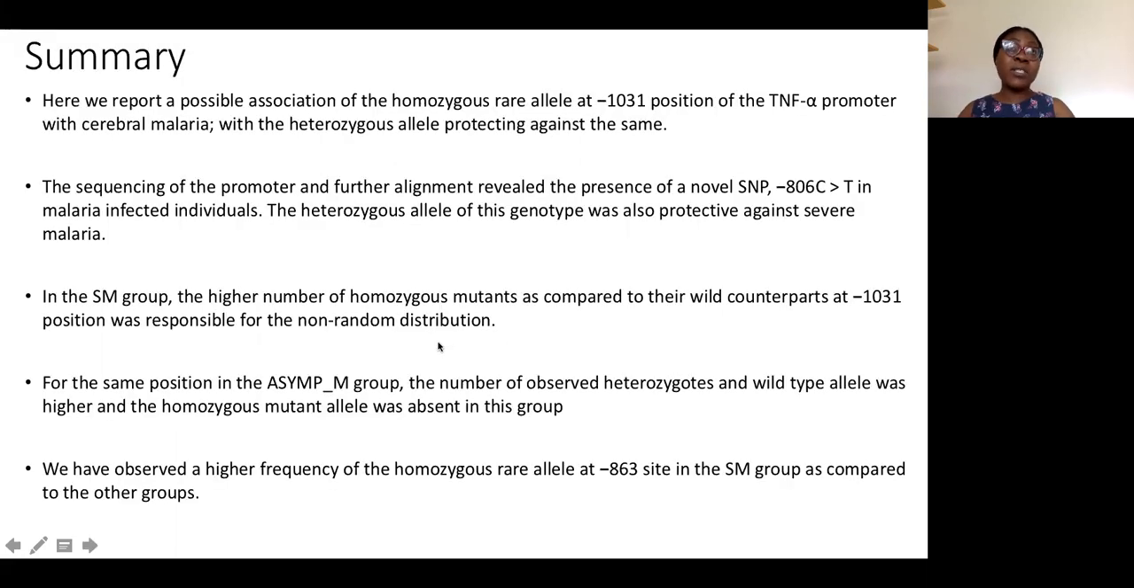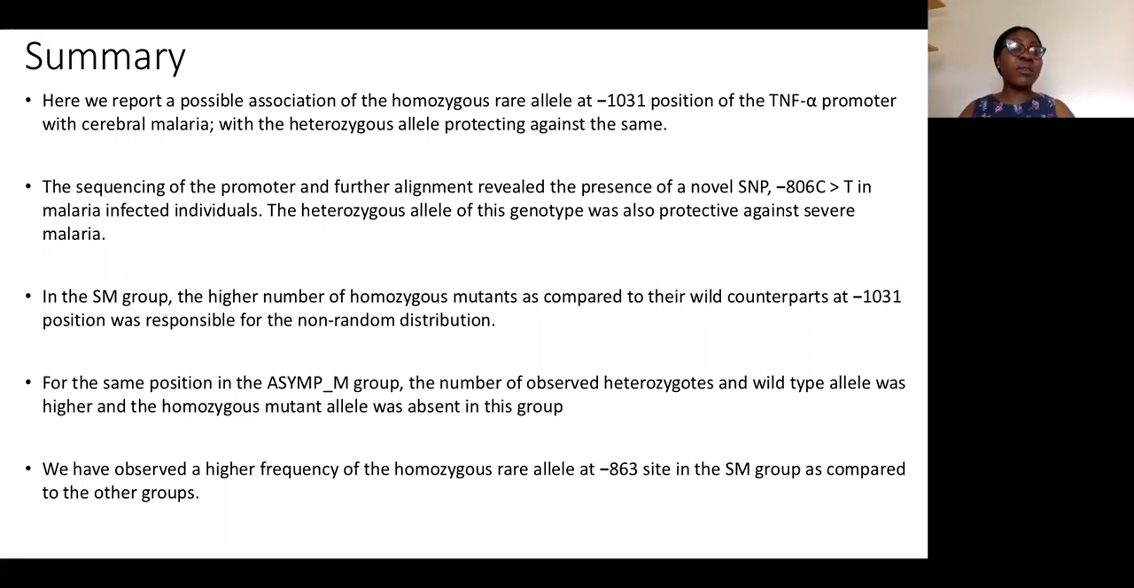So what can we say overall about our findings? We have reported here that there is a possible association of the homozygous allele at the 1031 position of the TNF alpha promoter gene with, in this case, severe malaria condition. And we also saw that the heterozygous allele actually protects against severe condition, as we saw in table 1.